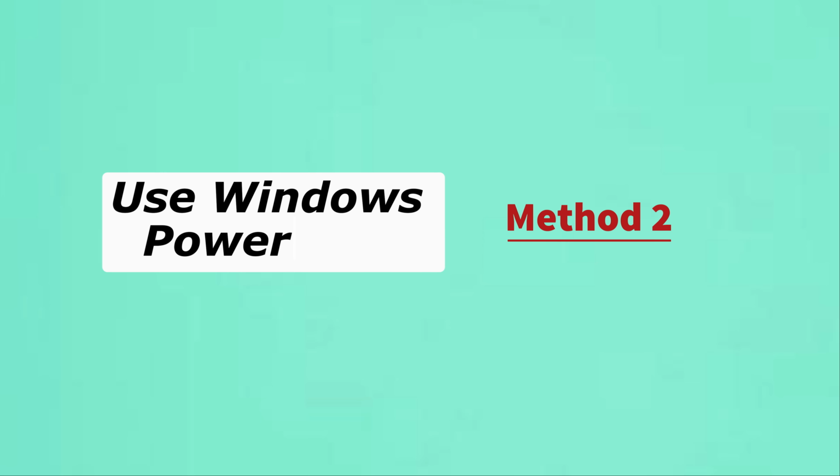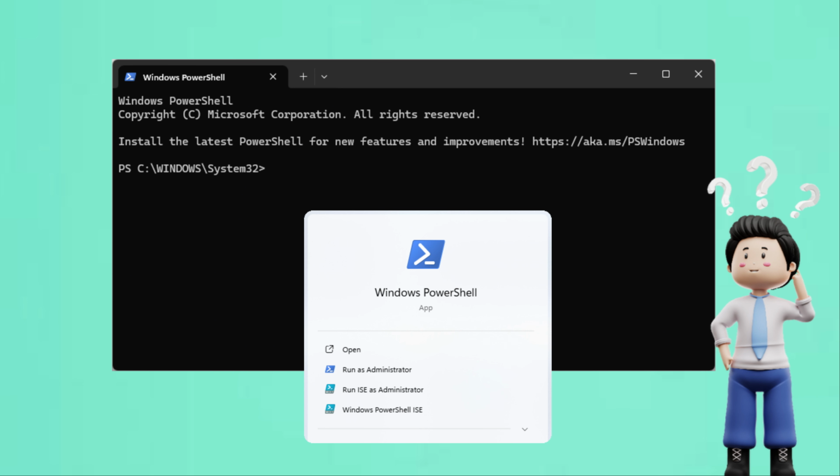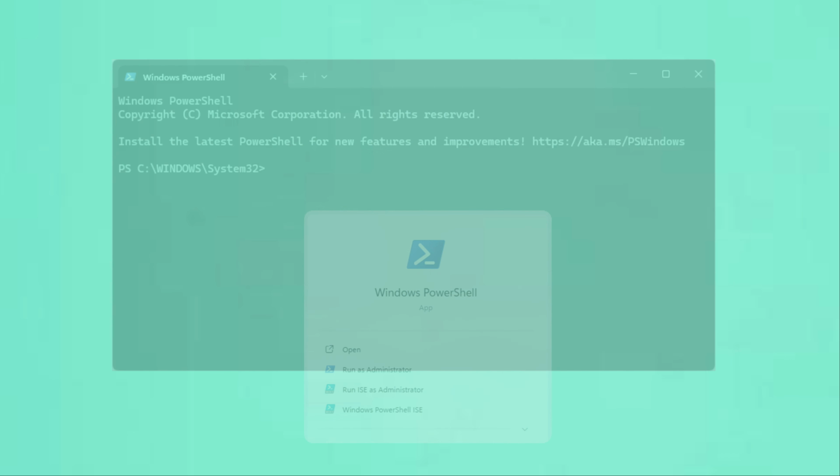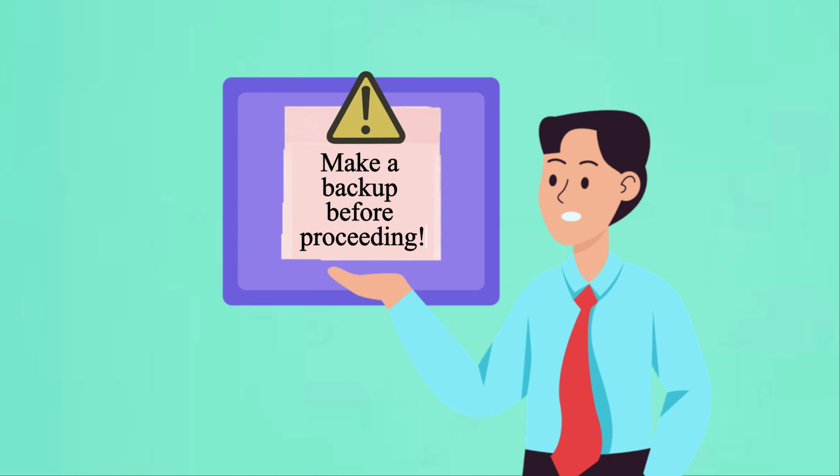Method 2. Use Windows PowerShell. Advanced but powerful. The second method uses Windows PowerShell, which is a built-in command line tool. It is a little complex for beginners, but it's okay. Next, we'll show you how to remove duplicate files using it step by step. Again, make a backup before proceeding.